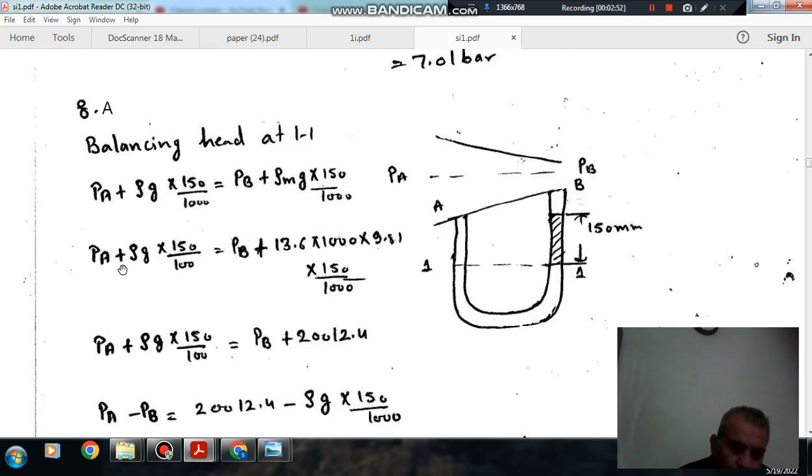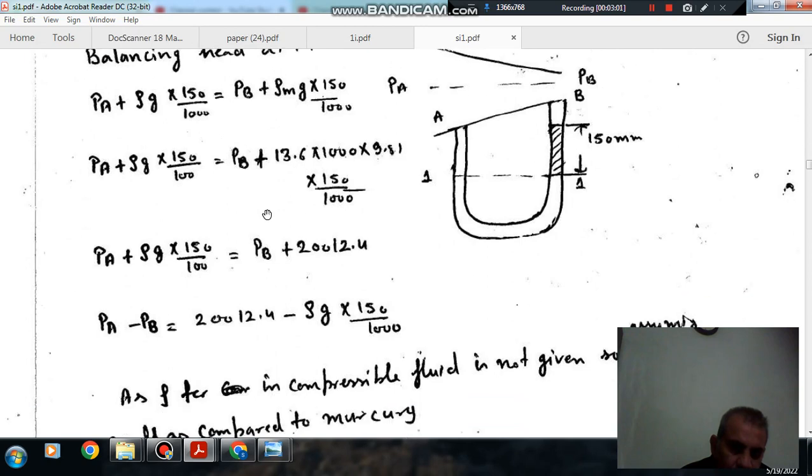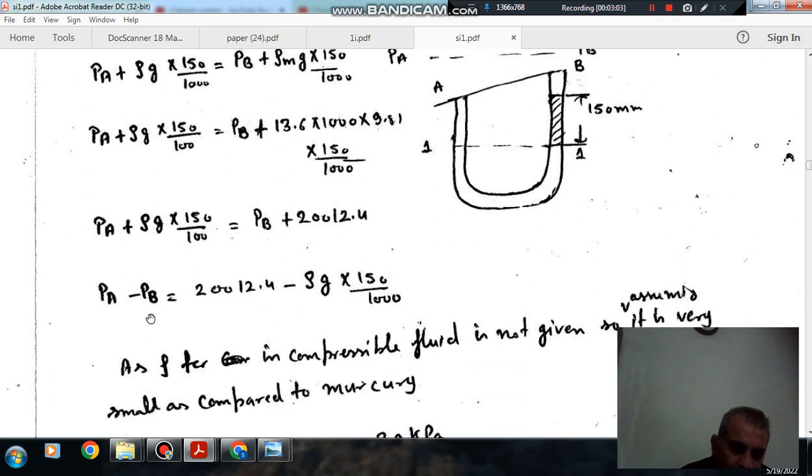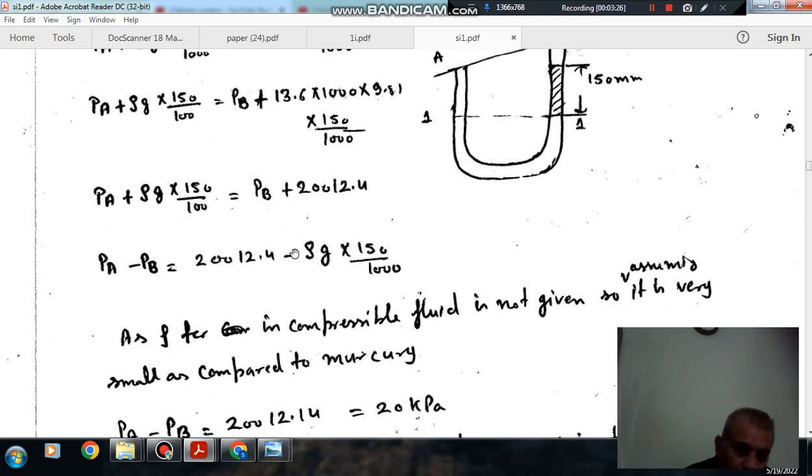Now if we put rho m for mercury as 13.6, we get PA minus PB is equal to 212.4 minus rho g 150 by 1000. But here rho is not given. What fluid is flowing is not given. So assuming that rho is very small as compared to mercury head, and because the fluid is not mercury we can assume rho small, so this term can be neglected.